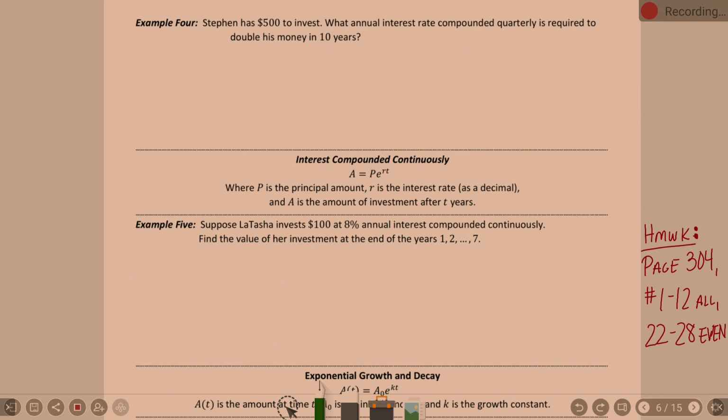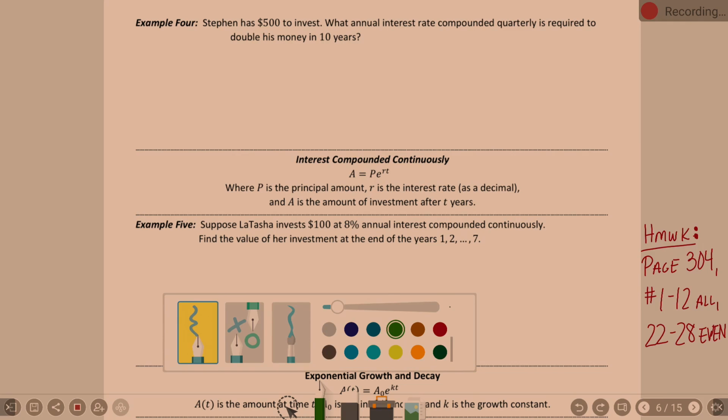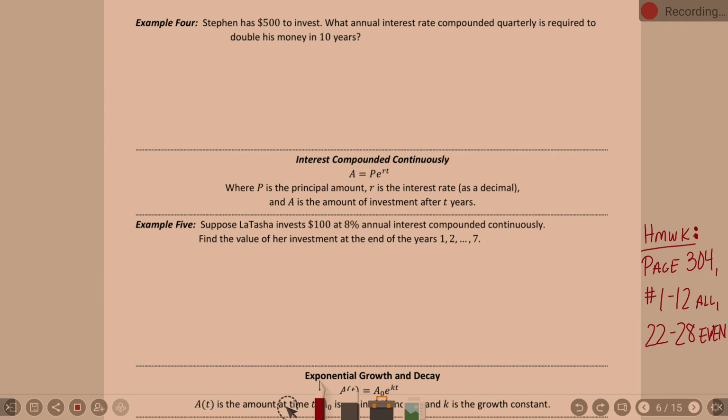Okay, Example 4. Stephen has $500 to invest. What annual interest rate, compounded quarterly, is required to double his money in 10 years? Okay. What information do you have? Starting with 500, so P is 500.